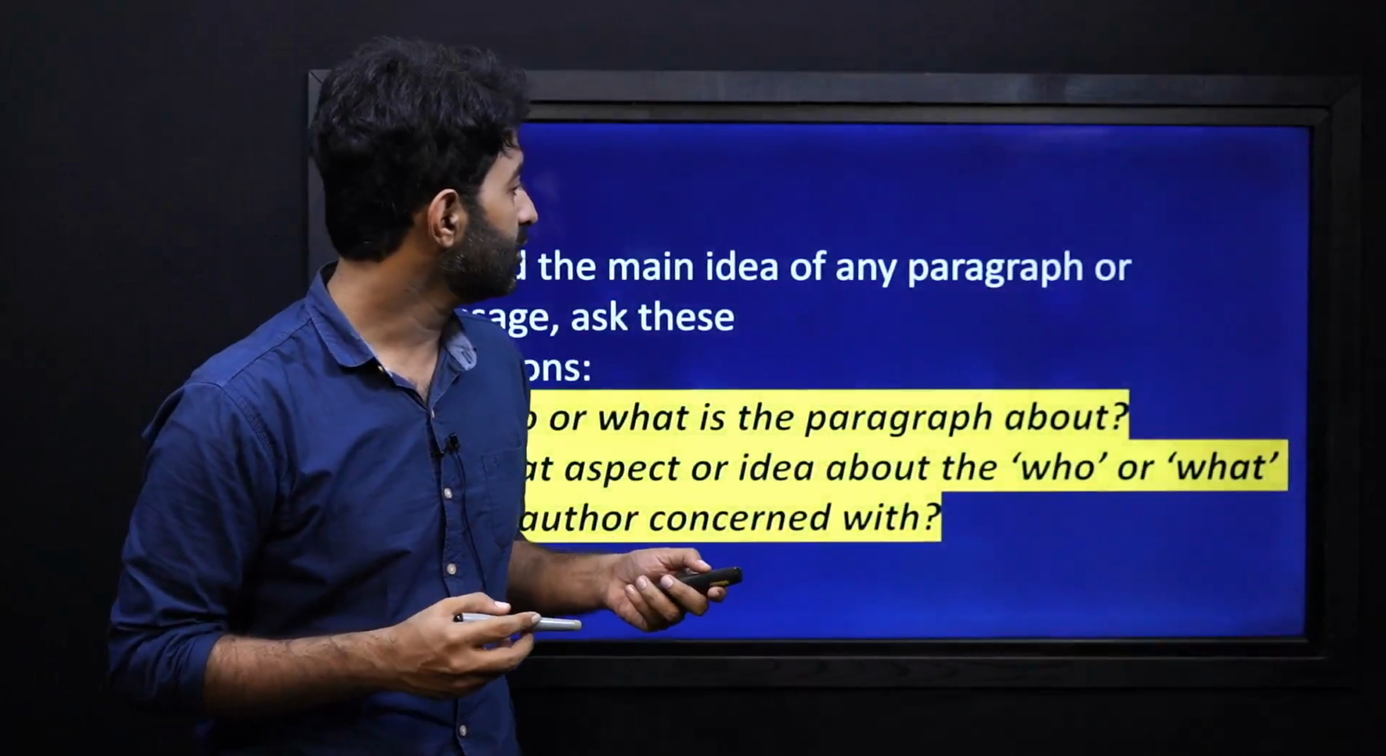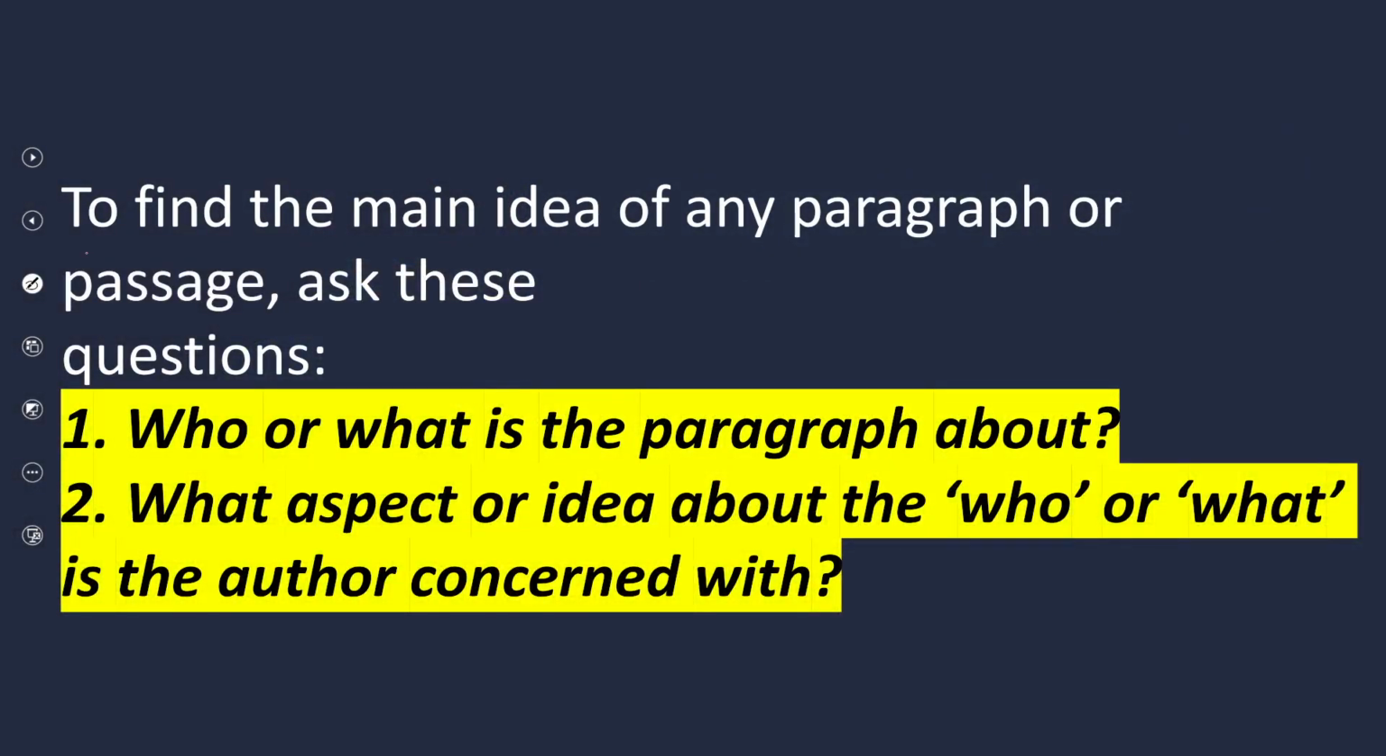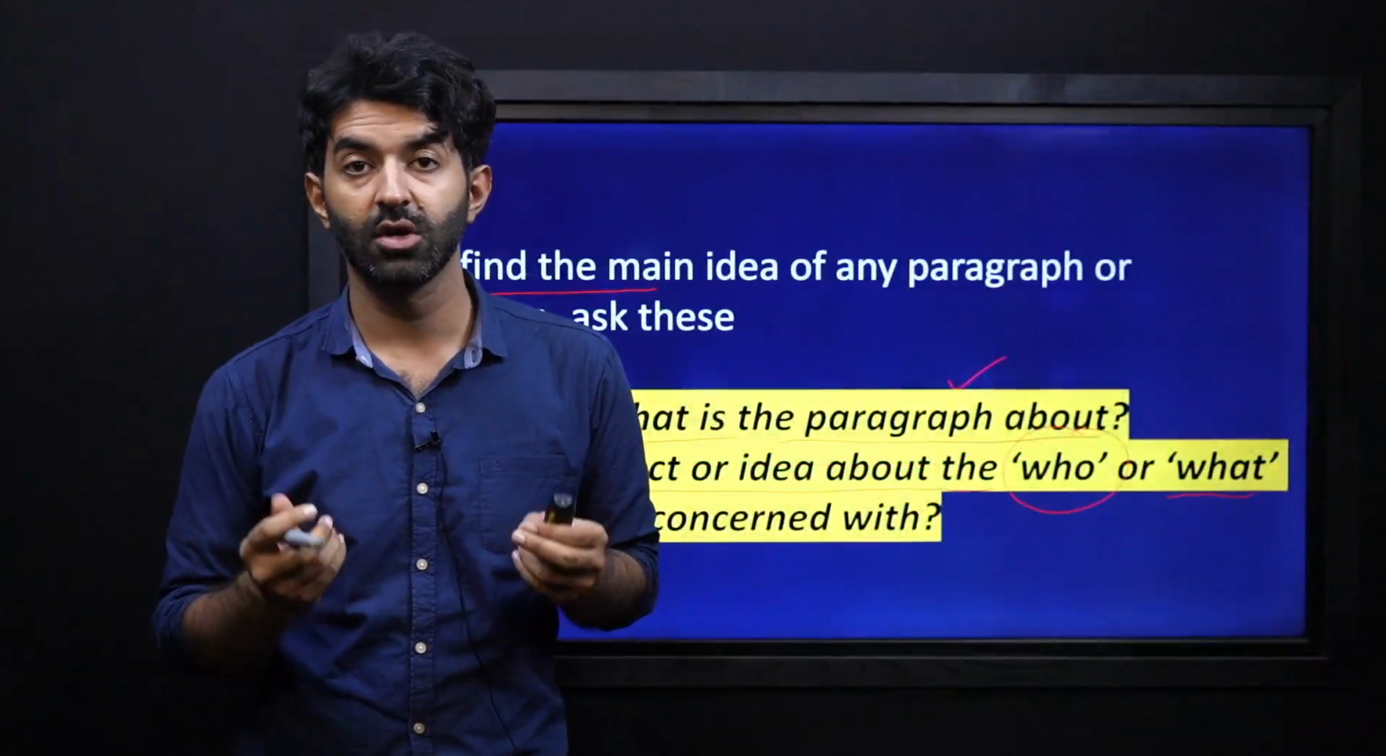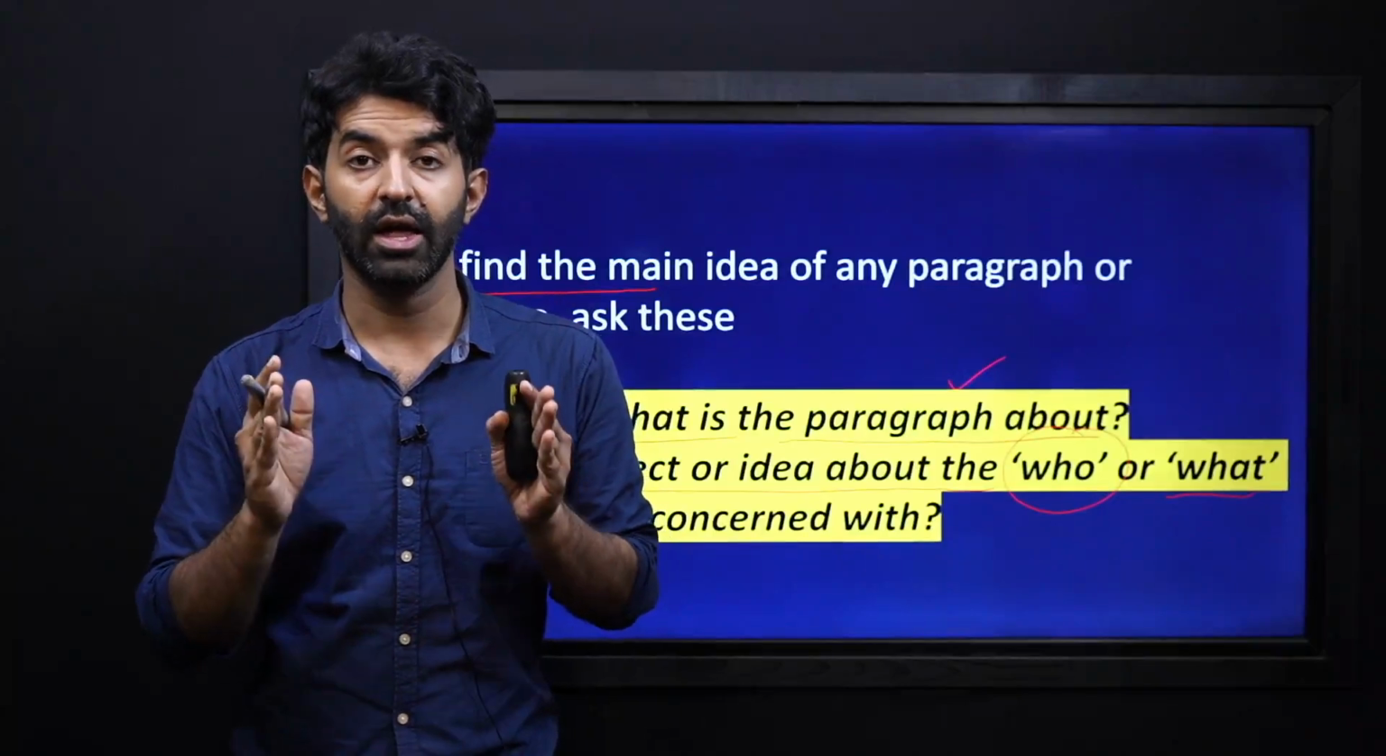Now, what do we do to find the main idea? You have to ask some questions. These are two questions that you need to ask after reading the paragraph, or you can do it before also. Who or what is the paragraph about? What aspects or ideas about the who or what is the author concerned with? So, who and what? You need to find answers to these questions in the paragraph.